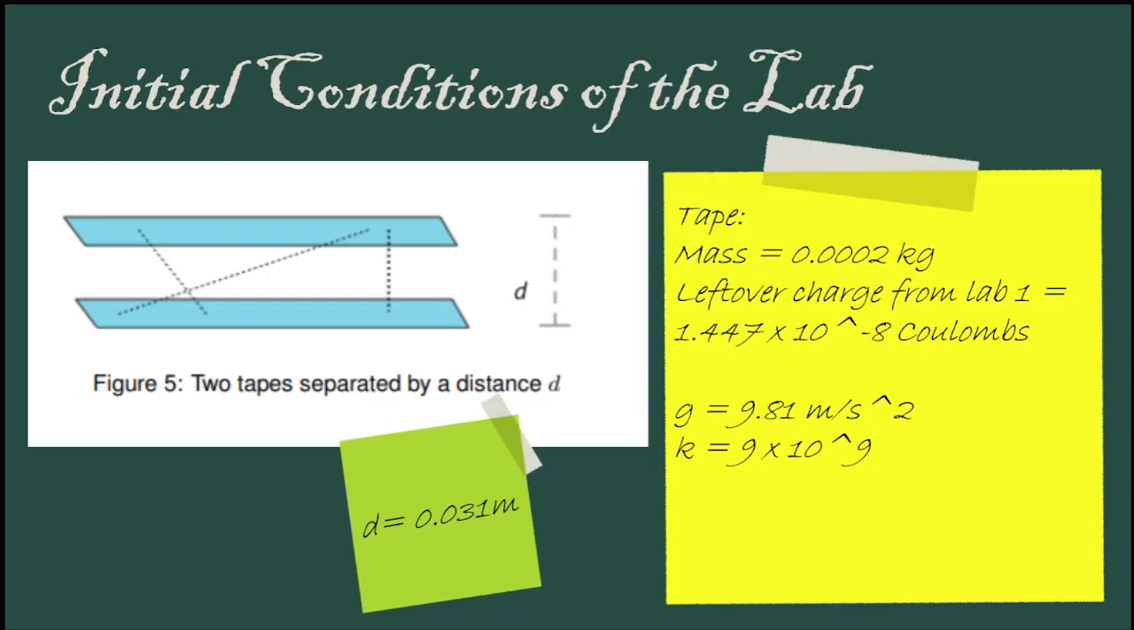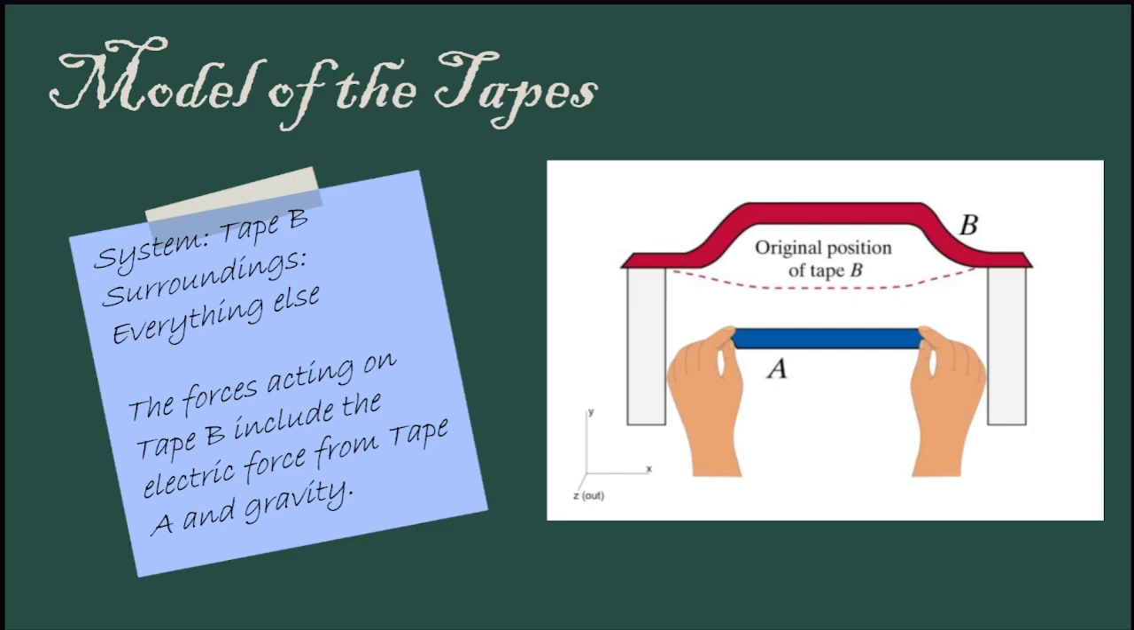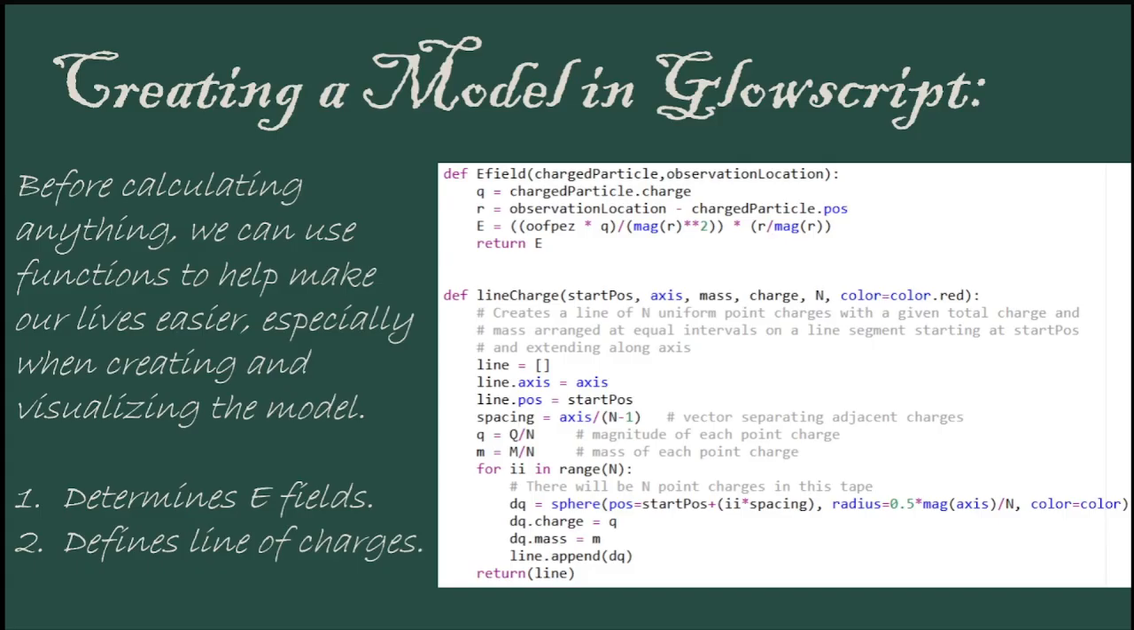Here are the initial conditions of the lab. These were also in Lab 1, where the tape's mass was 0.002 kilograms, and the leftover charge from Lab 1 was 1.447 times 10 to the negative 8th coulombs. And the distance between the two tapes was 0.031 meters. Here is the model of the tapes. The system is tape B and the surroundings are everything else, and the forces acting on tape B include the electric force from tape A and gravity.